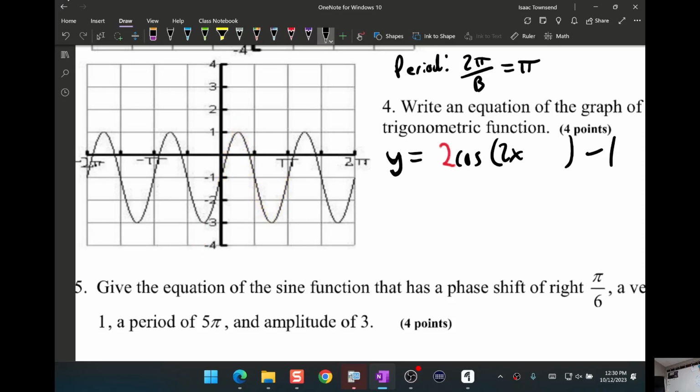Cosine. So cosine. Now this one does have some sort of vertical shift. To know how much of a phase shift, or sorry, horizontal shift this is going to have, you kind of have to know what this looks like at this point. So what I tend to do is I'd say, okay, I know what cosine looks like. I'm pretty sure this is 2 or negative 2. We'll just assume it's positive 2 for a minute. So that's what 2 cosine x looks like. If I make b be 2, it's going to squeeze this into pi space.